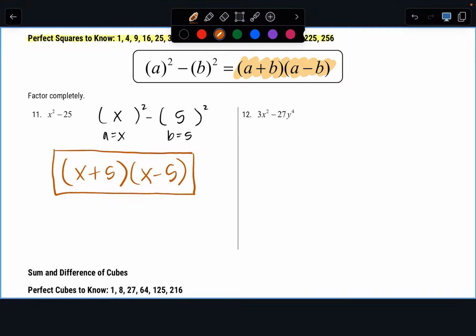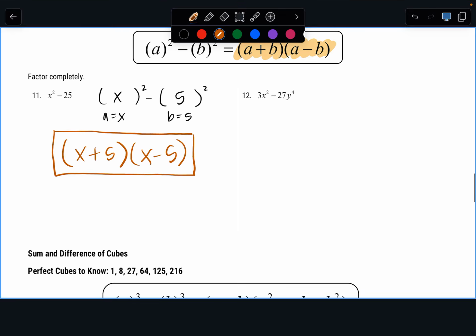Okay, for number 12, I have a GCF. What is the GCF? 3. So I'm going to pull out a 3. That's going to leave me with x squared minus 9y to the 4th.